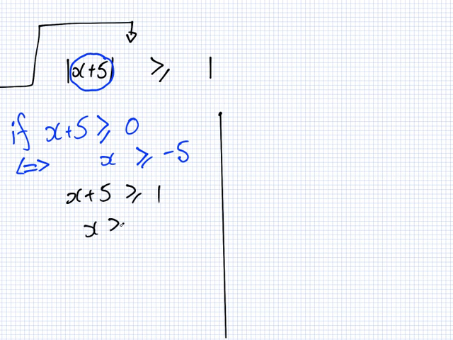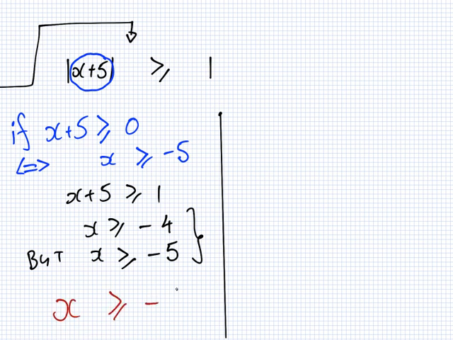So x is bigger than or equal to minus 4. But don't forget, x is bigger than or equal to minus 5. So how can I put these two together? It has to be bigger than minus 4, but also bigger than minus 5. If you have a number which must be bigger than minus 5 and bigger than minus 4, it can only be both if it's bigger than minus 4. So minus 5 is here and minus 4 is here. Bigger than means to the right.